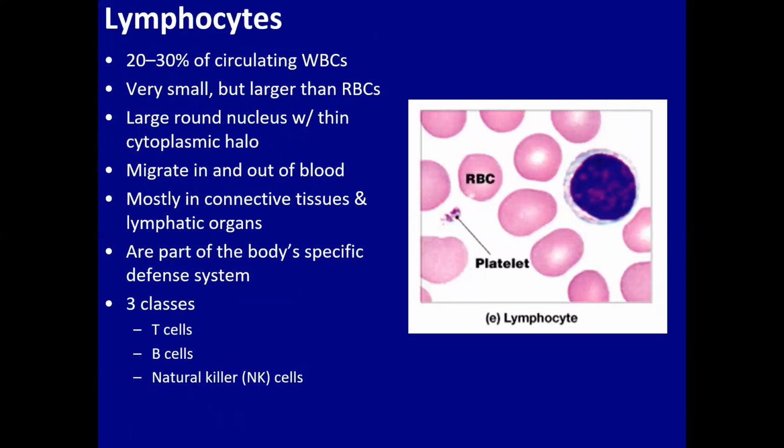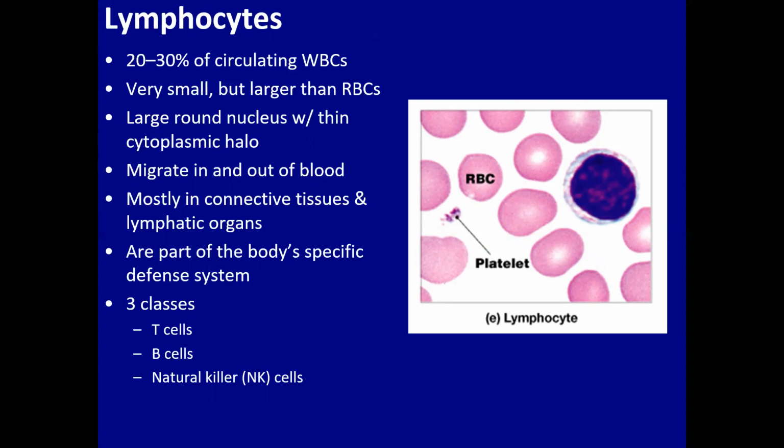Lymphocytes are 20 to 30% of all white blood cells. They are small, but they're larger than red blood cells. As you can see in this picture, not only can you see all the red blood cells, but you can see their size in comparison to lymphocytes. And also in this picture, you can finally see a platelet. So you have all three of the formed elements in here.